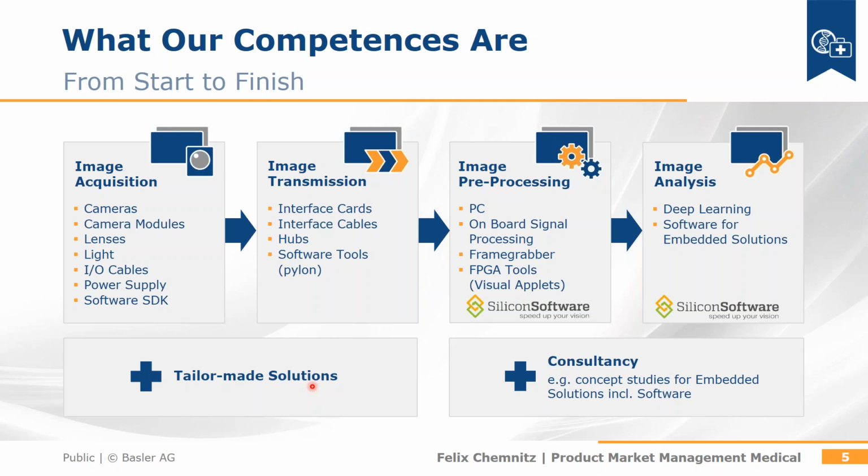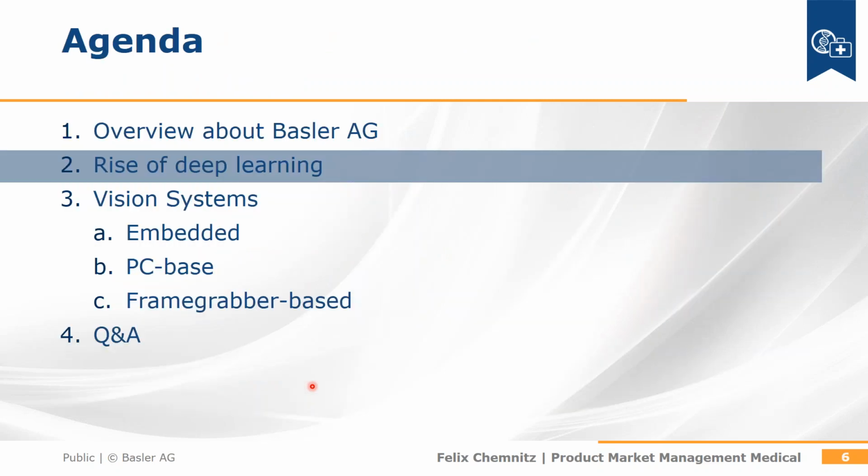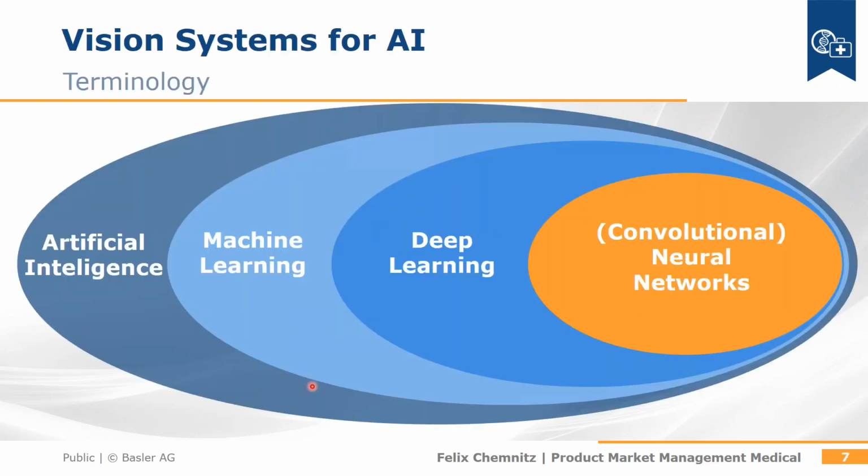To come to the next point, the rise of deep learning, I have prepared some slides to give you a brief overview of what we think about deep learning and how we see the market. As the umbrella term, we see artificial intelligence, and this covers machine learning, deep learning, and in these times the convolutional neural networks. In this webinar, I will use the term artificial intelligence most of the time to represent the whole field of AI.